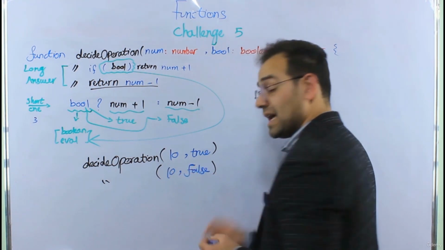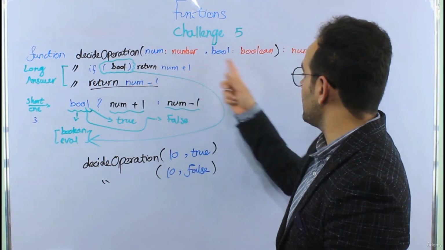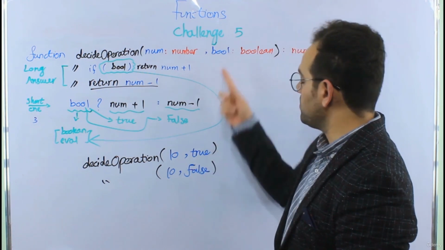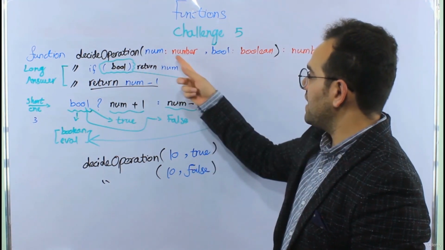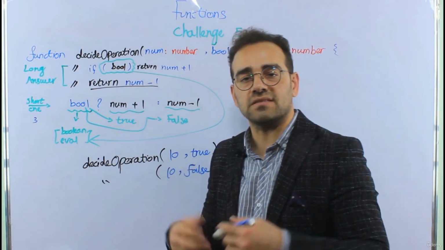Since we are using TypeScript, we can't pass in anything else. So it's like we have a type-safe system. We can only pass in for the bool only true and false, and for the num just numbers. It could be any number, but we can just pass in numbers.